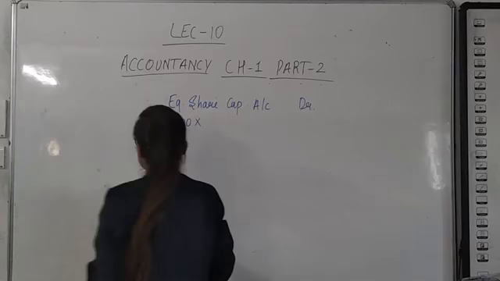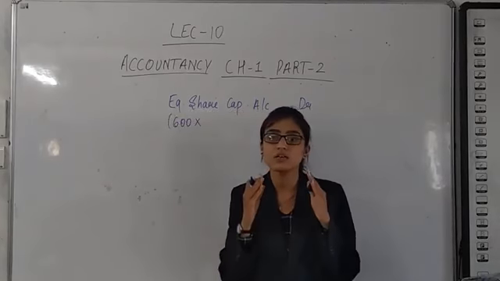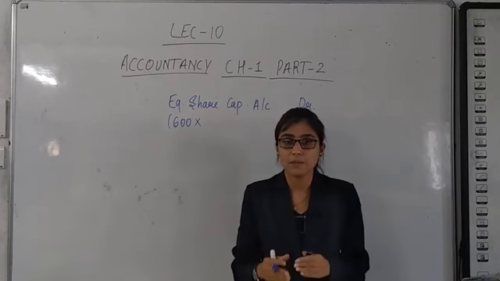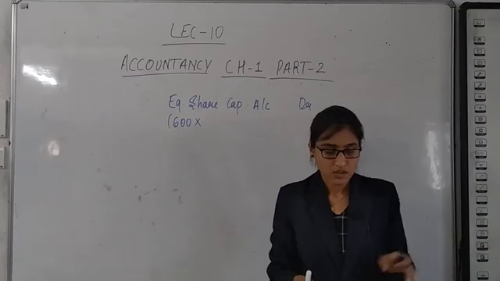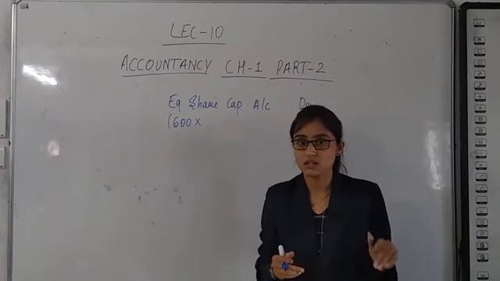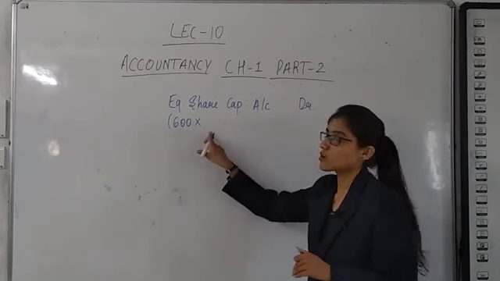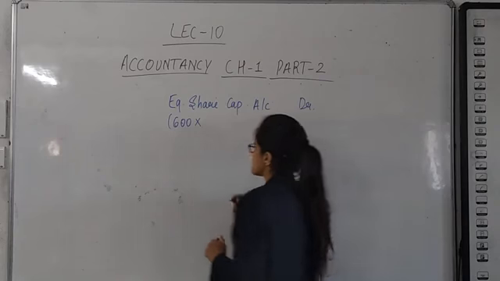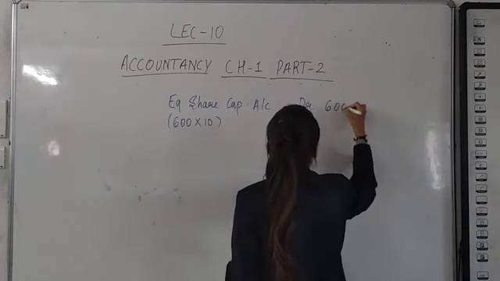600. Amount called up, rupees 10. It is clearly written in the sum that the company has called up. I have a textbook here. The company had called up rupees 10 per share. It is written. So number of shares forfeited 600, amount called up 10 rupees. So obviously 6,000 here.